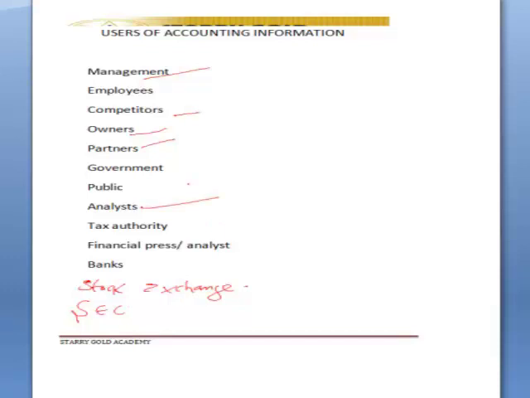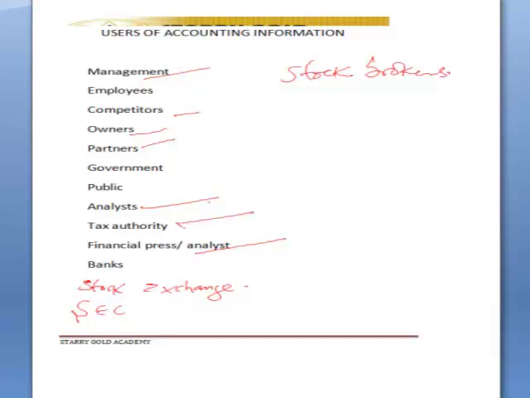There are financial advisors and the stockbrokers. In fact, this list is so broad. Stockbrokers are also part of it. We have the financial press or financial analysts. They are also part of the users of accounting information. The tax authorities are not left out, as I said, because they are under the government. So the tax authorities are also users.